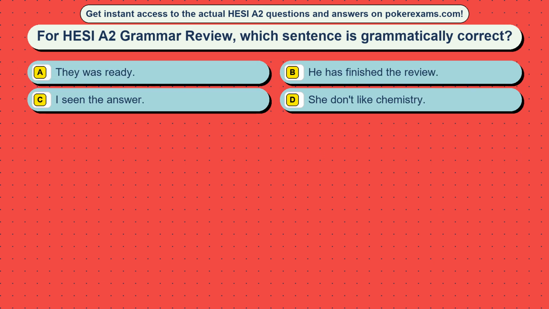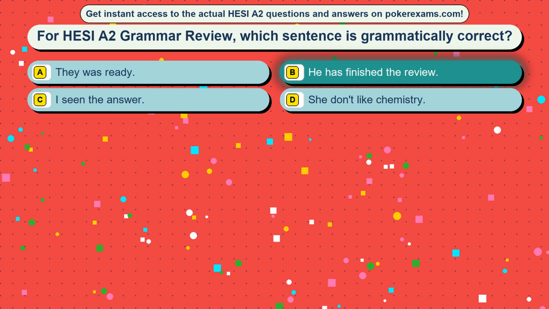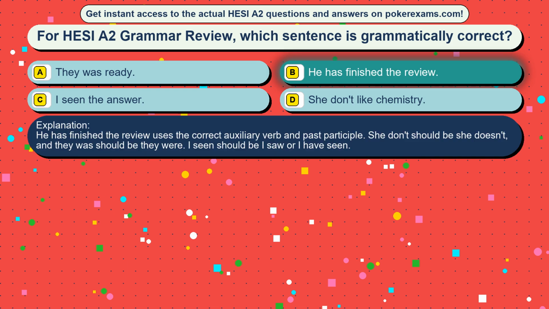Question 22. For HESI A2 Grammar Review, which sentence is grammatically correct? Option A, they was ready. Option B, he has finished the review. Option C, I seen the answer. Option D, she don't like chemistry. The correct answer is option B, he has finished the review. He has finished the review uses the correct auxiliary verb and past participle. She don't should be she doesn't, and they was should be they were. I seen should be I saw or I have seen.